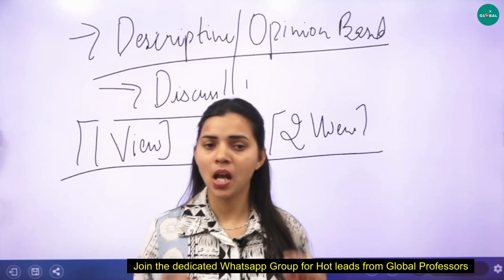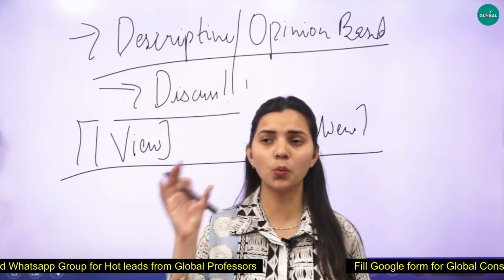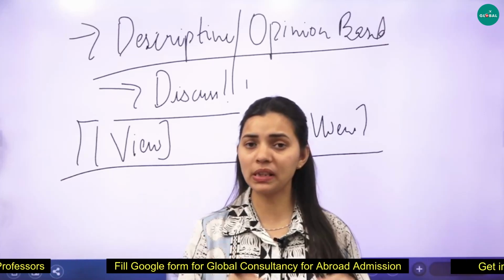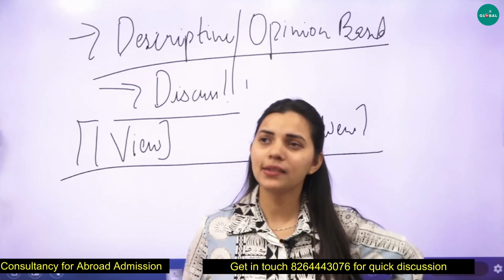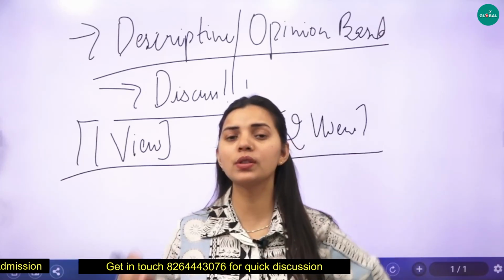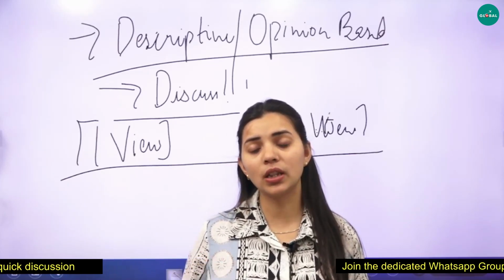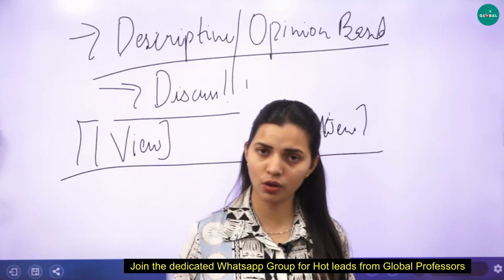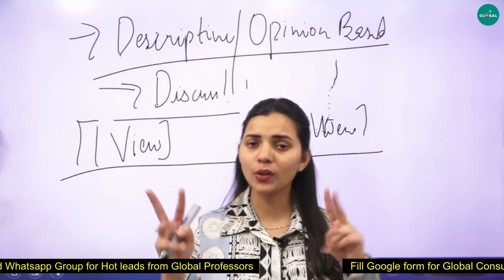Let's suppose the words some people believe, some people argue, some people think: it means that it is a descriptive type or opinion based essay, right? Some people believe that children should go to school at a very early age, whereas teaching moral values is, you can say, the parents' job, as parents are the first teacher of the children. That is the other view. Now there are two views.